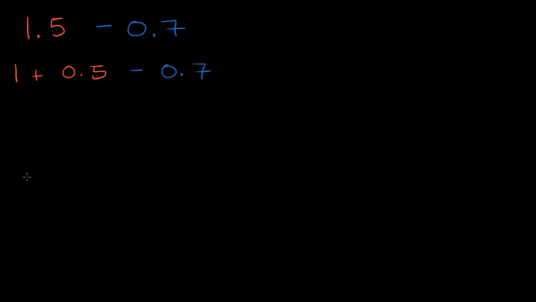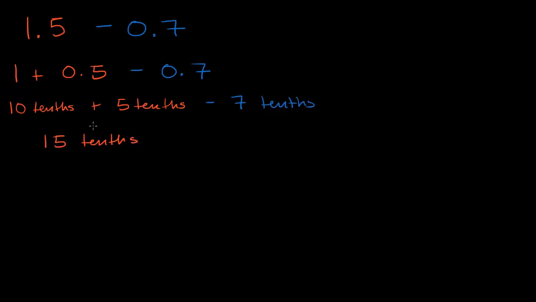And so there's a couple of ways that you could view it. You could view this as 10/10. One whole is 10/10. So this is 10/10 plus 5/10 minus 7/10. And so you could say this is 15/10. If you're doing it in your head, you might get to this faster. You might say, hey, 1.5, 1 5/10 is the same thing as 15/10 minus 7/10. So 15 of something minus 7 of it, well, 15 minus 7 is going to be 8. So this is going to be equal to 8/10.